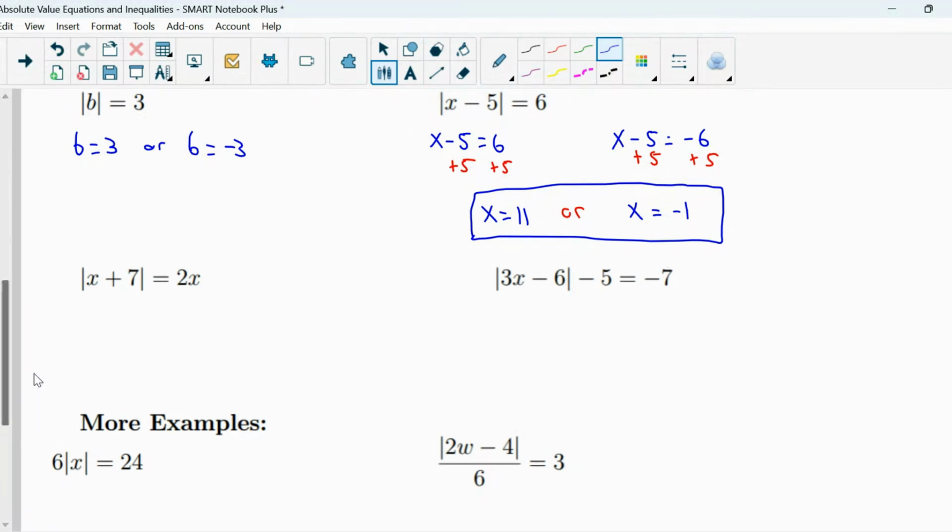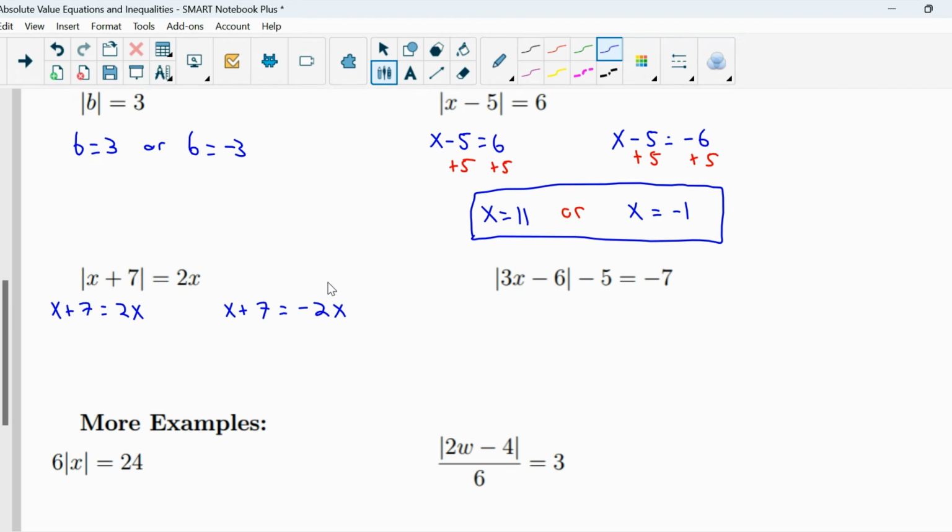Okay, so let's go ahead and take a look at the absolute value of x plus 7 equals 2x. Same thing here, our absolute value is already isolated. So let's go ahead and write our two equations. So we have x plus 7 equals 2x, which is what we start with. And then we also have the negative case, where x plus 7 would equal negative 2x.